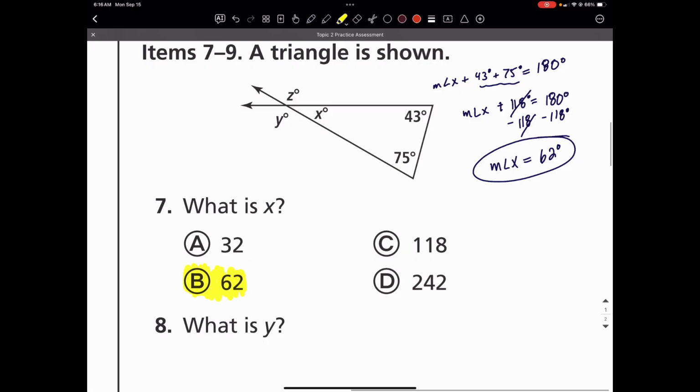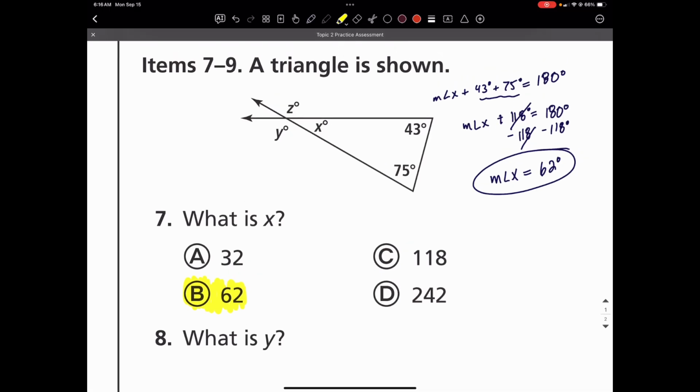Well, what is Y? If X equals 62, then angle Y is a linear pair with angle X, and it is also an exterior angle to that triangle. It's the same thing as angle Z. It's an exterior angle to this triangle. Therefore, that exterior angle is equivalent to the sum of the other two interior angles, and we know what that is. That's 118. So the measure of angle Y would be 118 degrees.